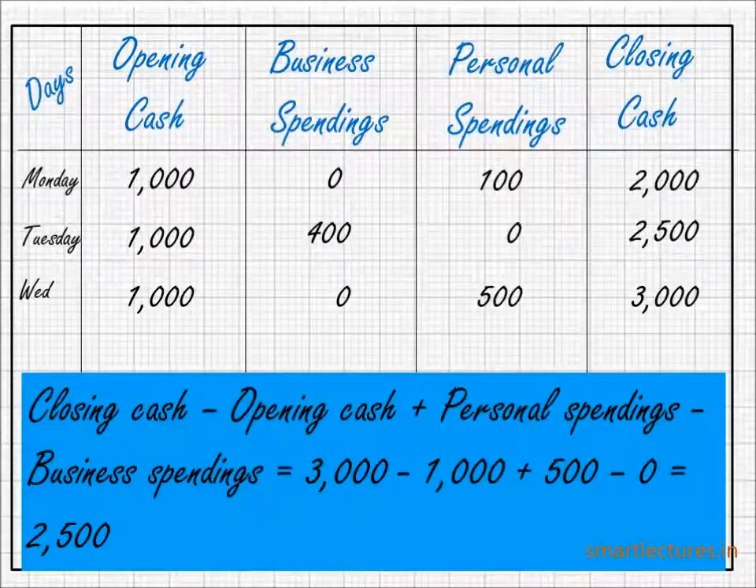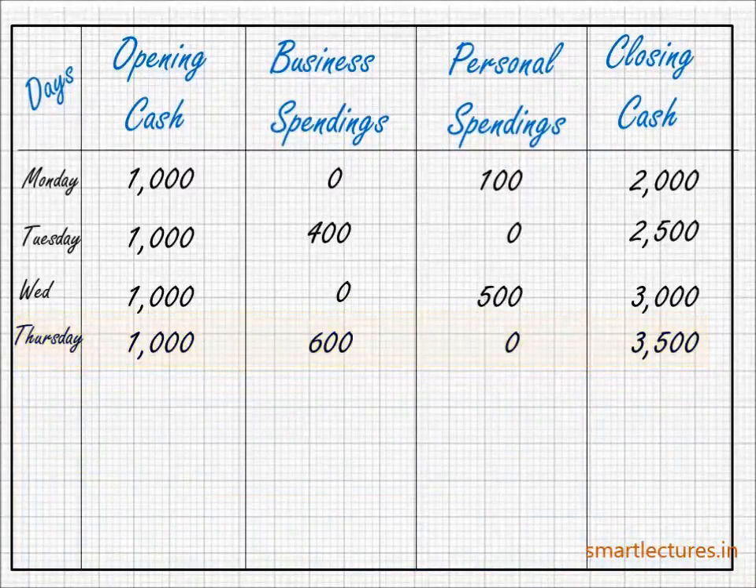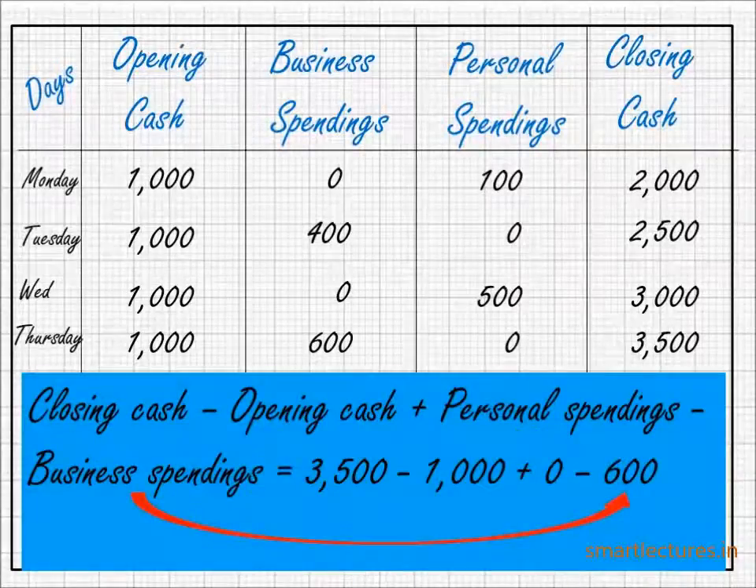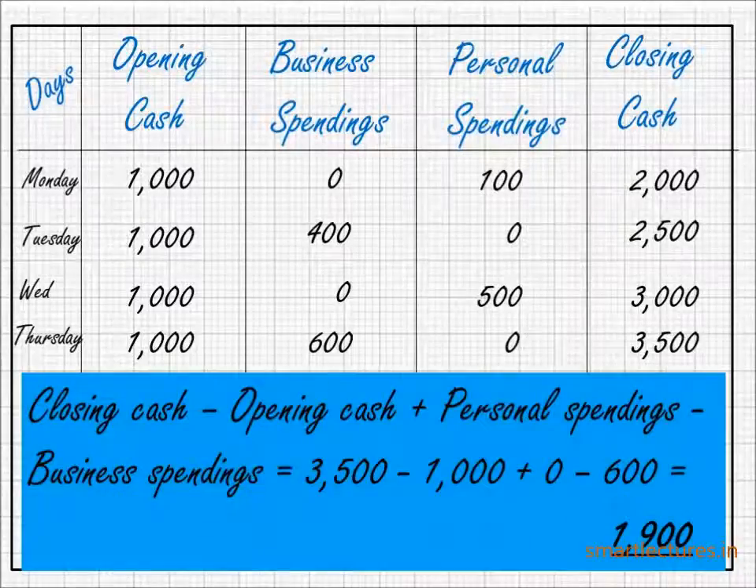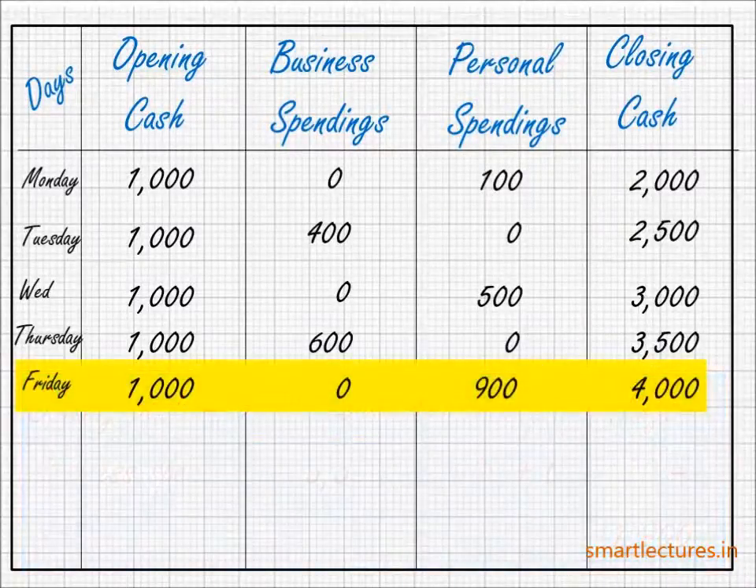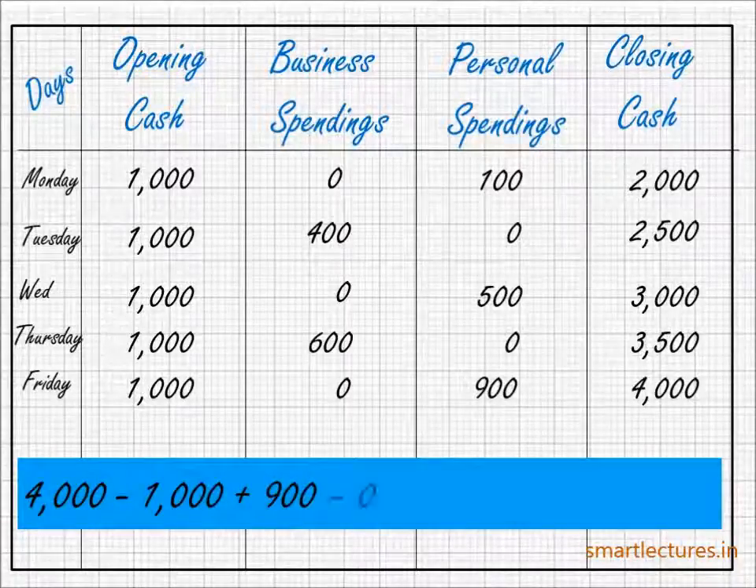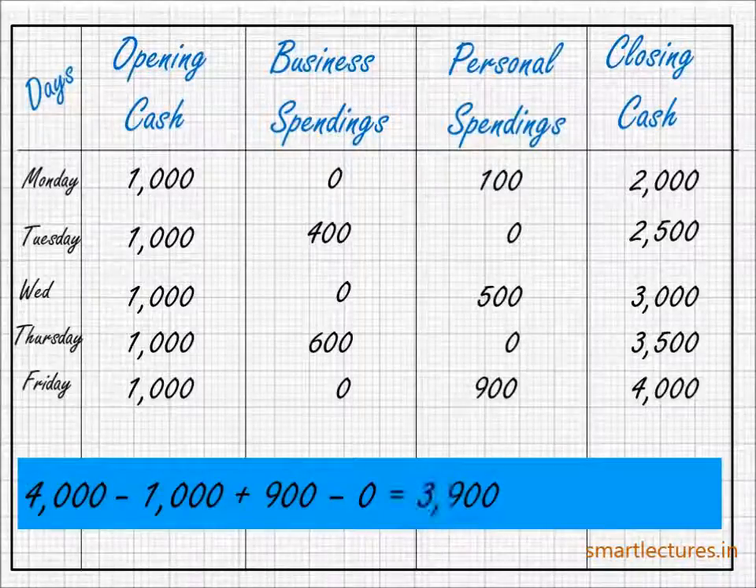Now let's calculate the earnings of Thursday. Closing cash 3500 minus opening cash 1000 plus personal spendings 0 minus business spendings 600 rupees. Net 1900. Now earnings for Friday. Closing cash 4000 minus opening cash 1000 plus personal spendings 900 rupees minus business spendings 0. That will be equal to 3900.